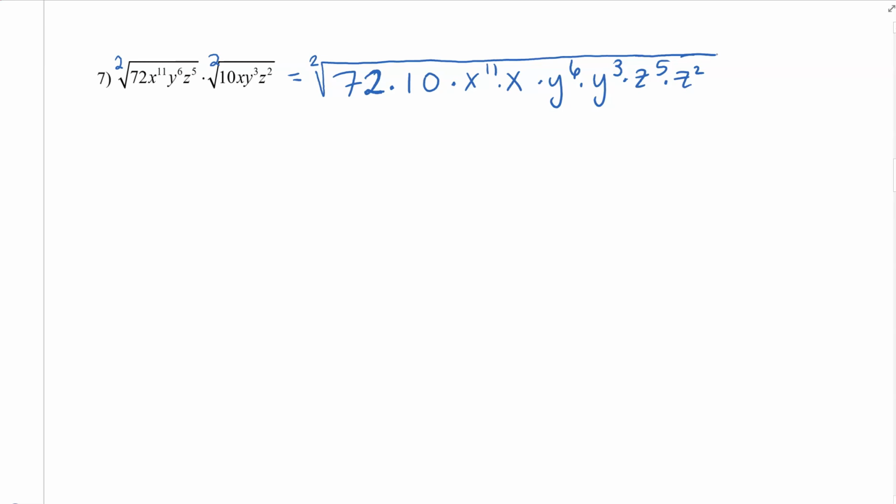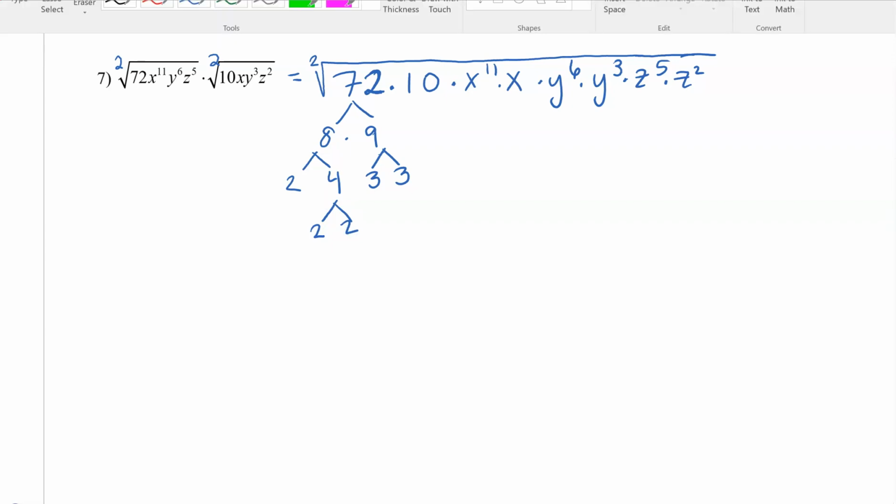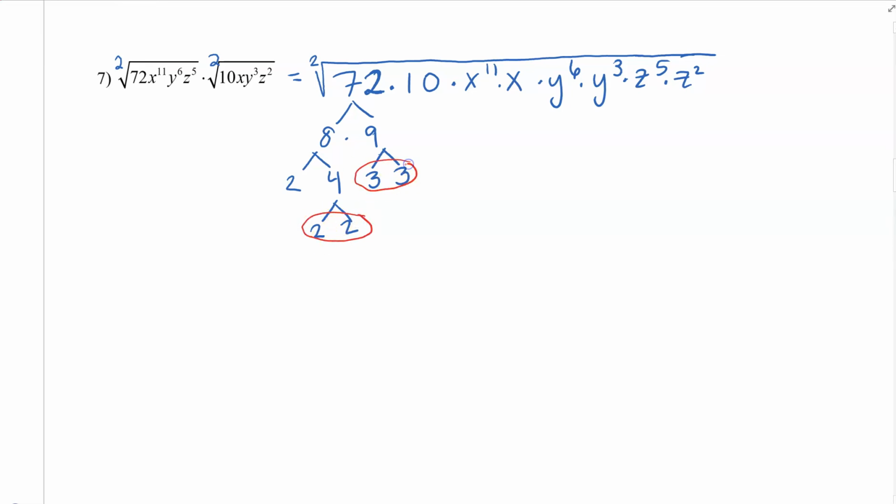Okay, now let's maybe begin with the numbers. So 72 can break into 8 and 9. 8 can break into 2 and 4. 9 can break into 3 and 3. And then 4 can break into 2 and 2. So I can see 2 perfect square roots of 2 and 3. And then a single factor of 2 will have to stay. Or will it?